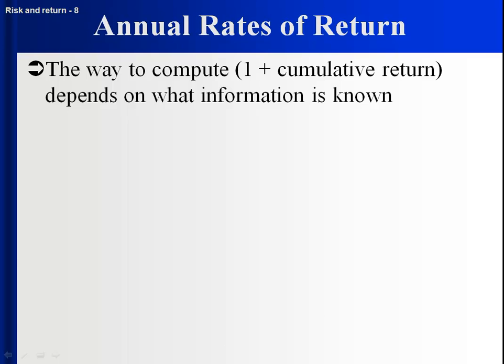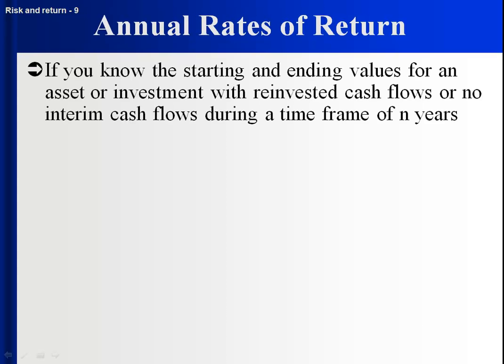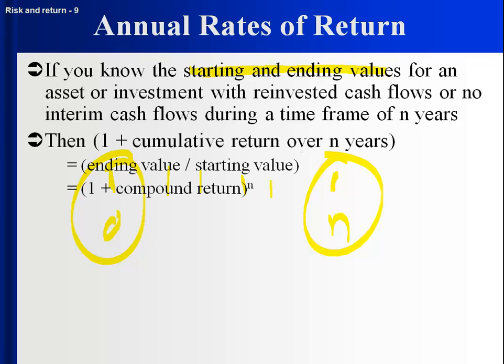Again, it's important to identify what information you know. If you know the starting and ending values, so you know what the value is at time 0 and you know what the value is at time n, and there's a bunch of years in between, then you can make use of that information.